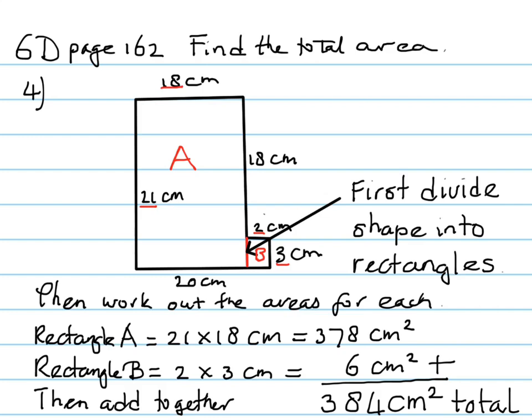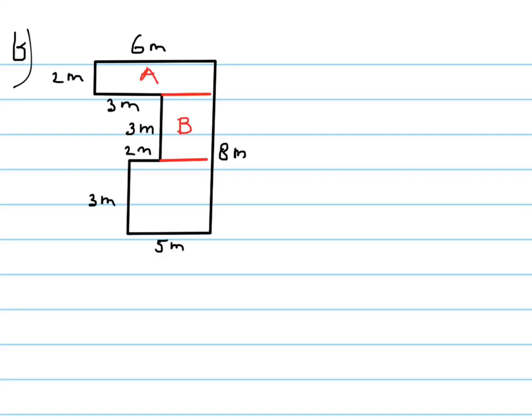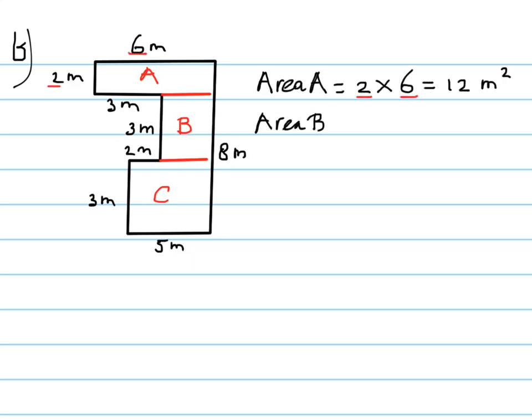Okay, let's have a look at the next one, which is a little bit more complex. We've got to find out exactly where to put the lines to find the simple rectangles. So here we've got A, B and C. Now we can work out each and then add them together again. So let's do rectangle A. Rectangle A is simple because it's 2 by 6, and we work out it as 12 square meters.